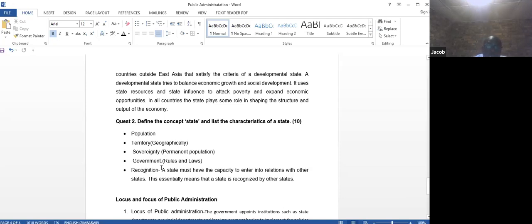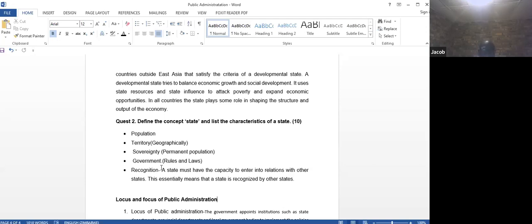For a state to be considered a state, it needs to be recognized by other countries, by other nations, that this one is a state. So if it is not recognized, then it's not a state. But as long as it is recognized as a state, and it has its soldiers, people who protect its borders, it also has laws, a system of rules and laws, and it is geographically located in a certain area, then that can be called a state.